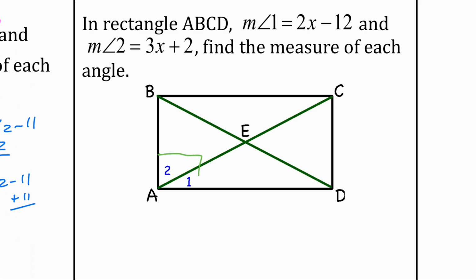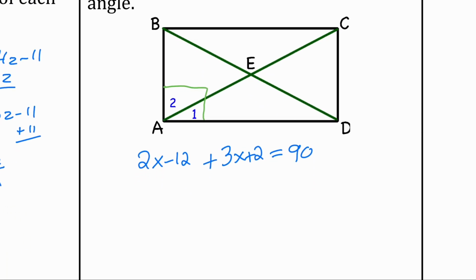We know angle A is a right angle, which means those two angles should add up to 90 degrees, being that right angle. So we're going to take our 2x minus 12, add our 3x plus 2, and set this equal to 90 degrees. When angles add up to 90, it also means that they're complementary angles, right? So two angles that add up to 90 are complementary. We'll combine like terms here. I have the 2x and the 3x, we get 5x, negative 12 and positive 2, we get minus 10 here. That equals 90.